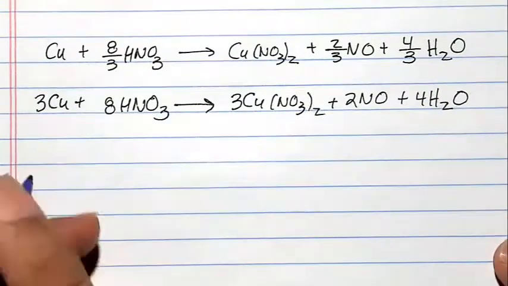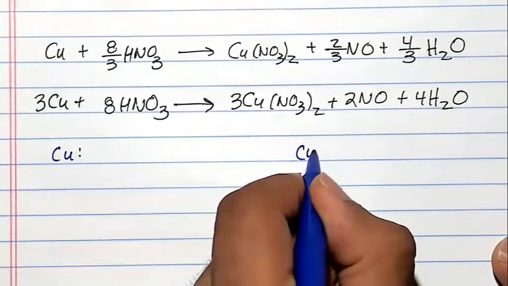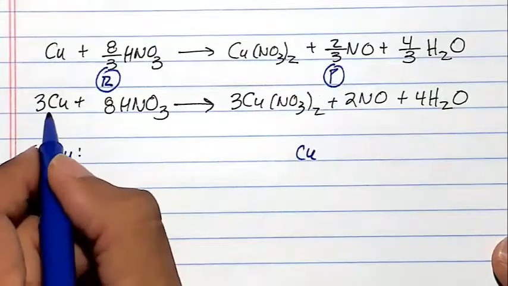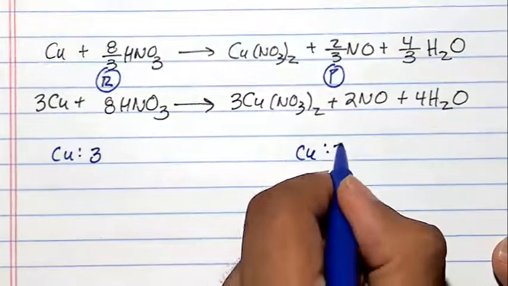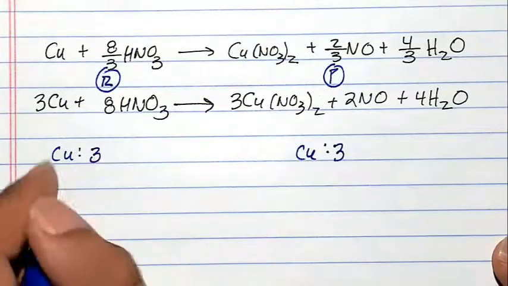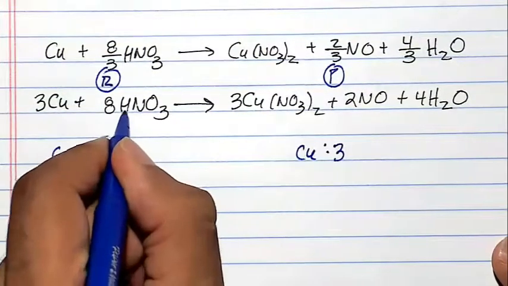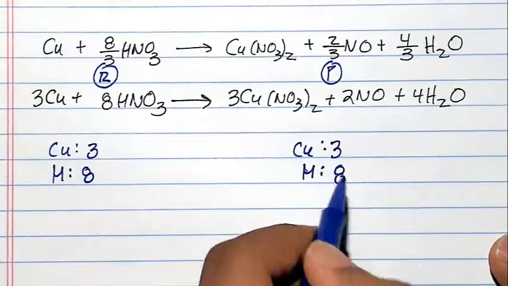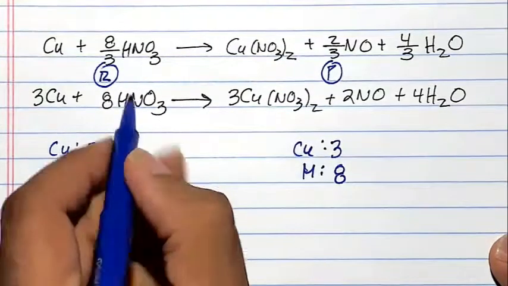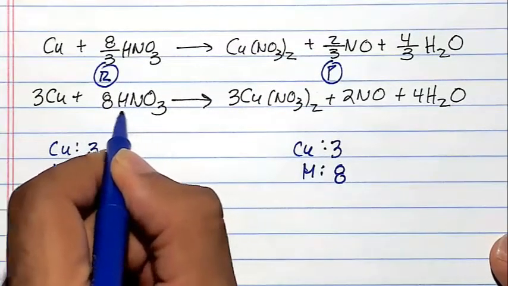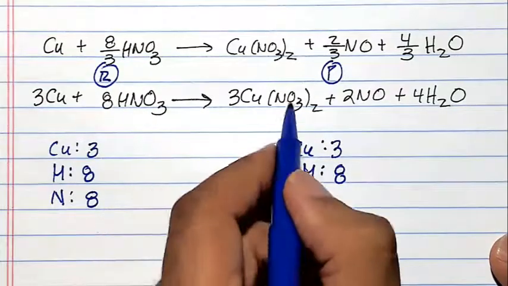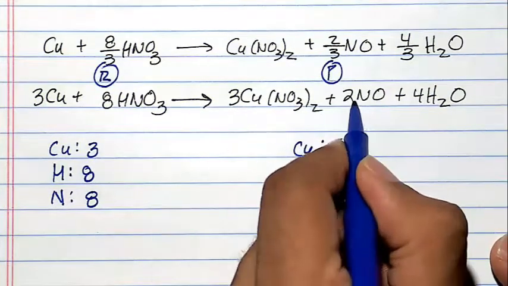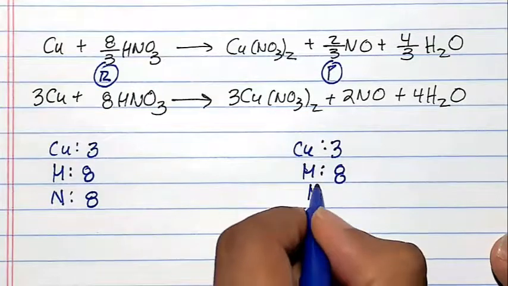So let's just do our check. Copper here on our reactant side, and copper in our product side. Copper here is 3. Copper here is 3. Let's take a look at our next element, hydrogen. Hydrogen is 8 hydrogens. Here we have 4 times 2 is 8 hydrogens. Let's take a look at nitrogens. We have 8 nitrogens. Here we have 2 nitrogens times 3 is 6. 6 plus 2 nitrogens is 8.